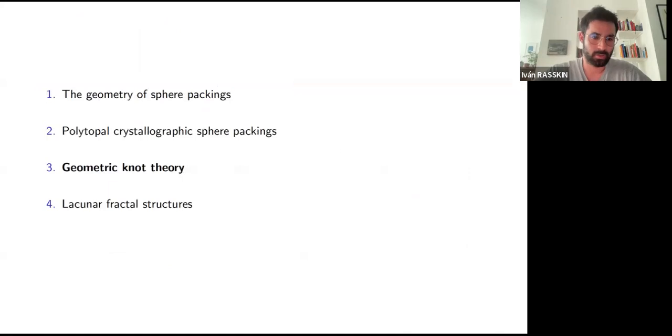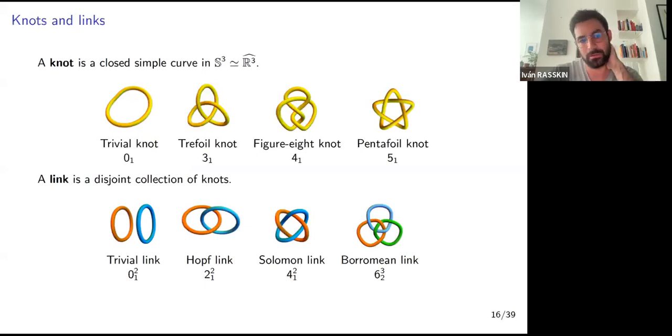So these are the objects that we're going to manipulate. In geometric knot theory, we're going to look at this problem. What is a knot? A knot is just a closed simple curve in R3, compactified. We're going to look at this up to isotopy. This is a bunch of examples of classic knots. A link is just a disjoint collection of knots.